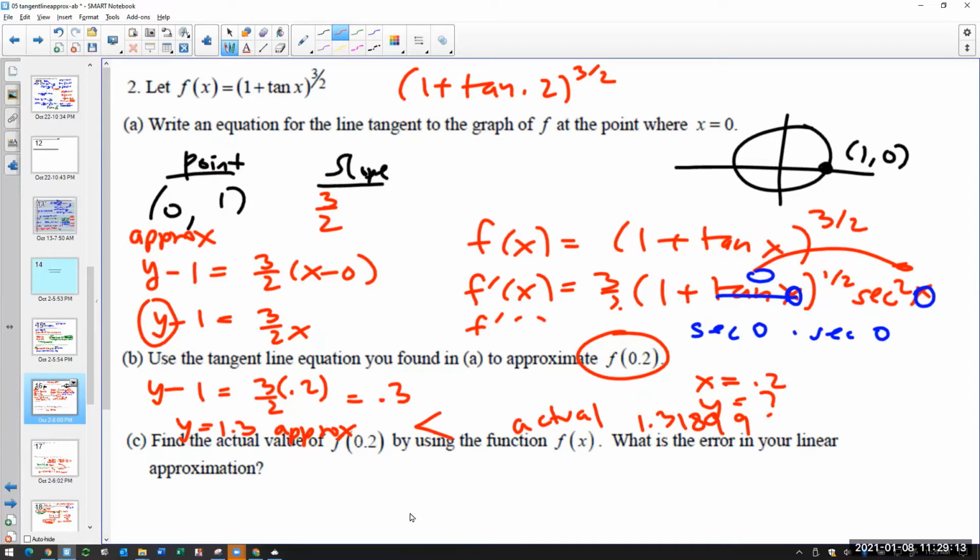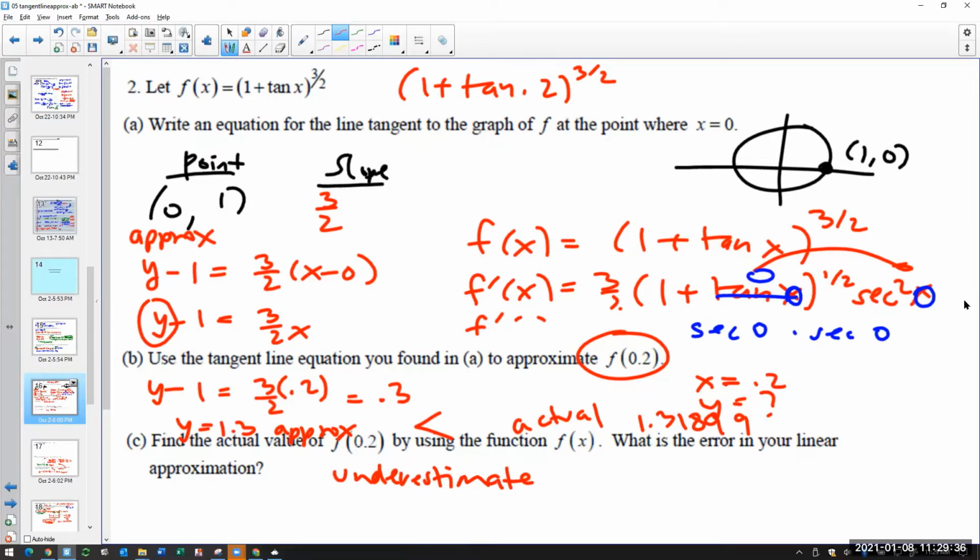Everybody good with that? They always ask you if it's an underestimate or an overestimate. You want to put the approximation on your left and the actual on your right, because they're always asking, is the approximation an underestimate or an overestimate? So is this an underestimate or an overestimate? Under.